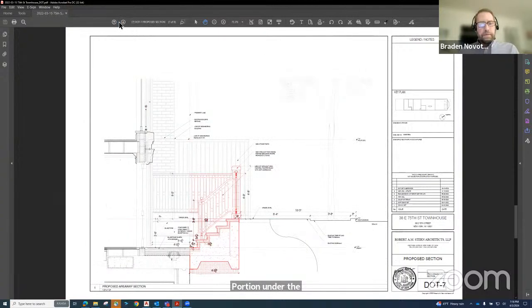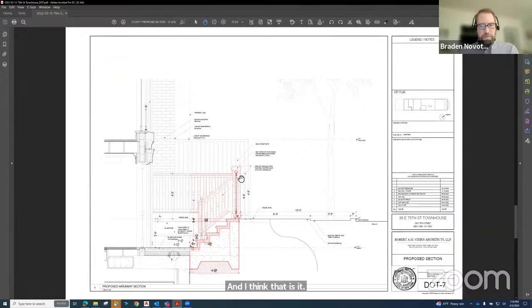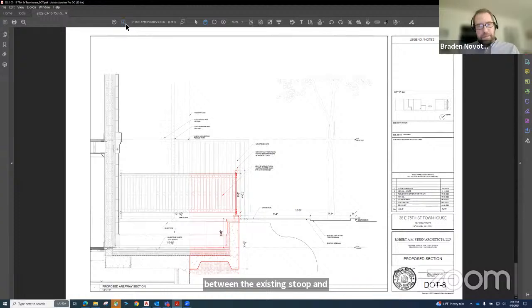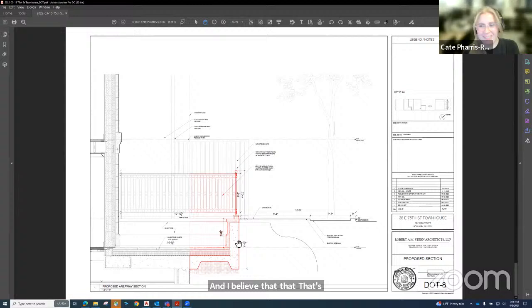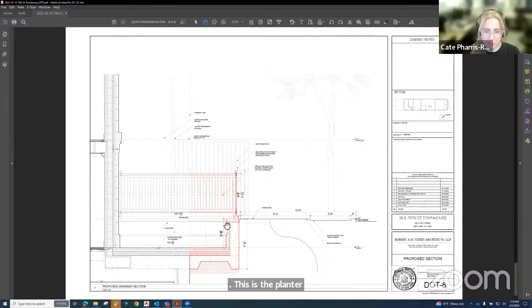And I think that is it. Oh, here's a section showing that condition. So you can see there are 4 risers and the elevation between the existing stoop and the streetscape. And I believe this is the last one. This is the planter section without the planter on it. It'd be a removable planter.